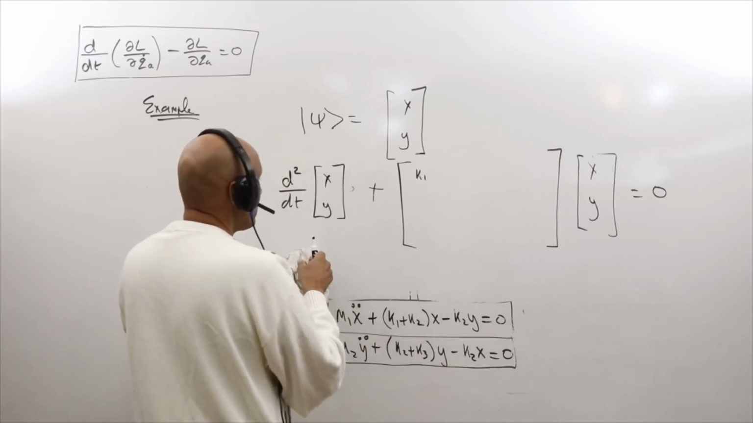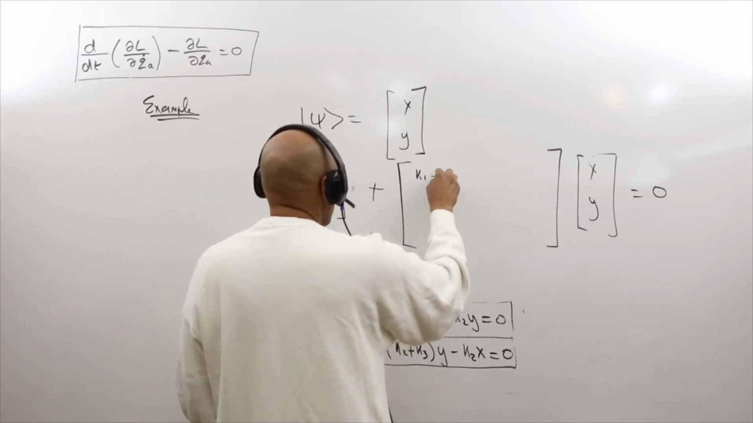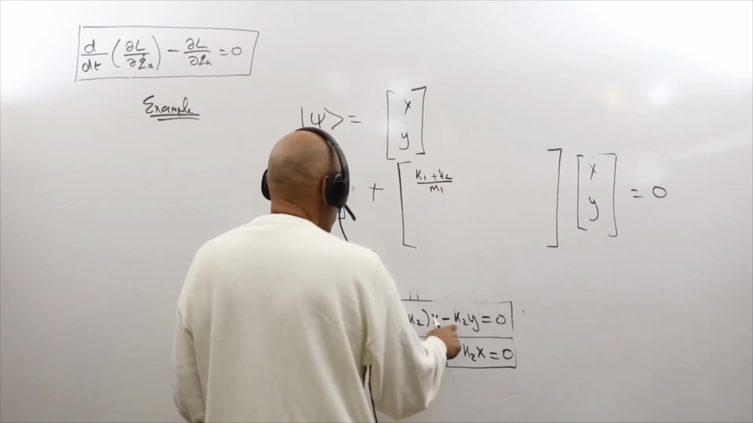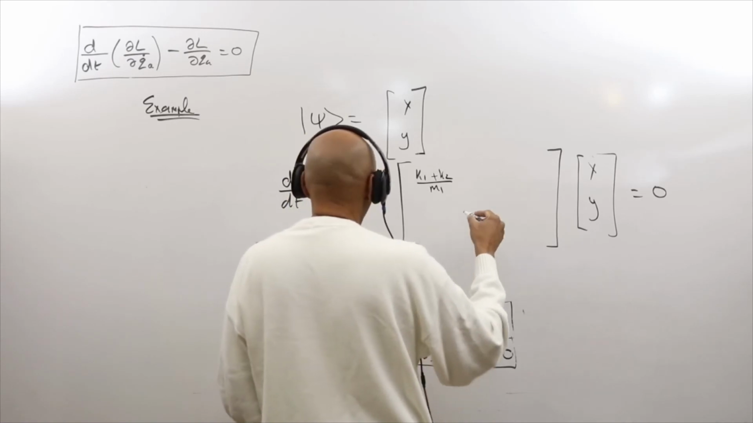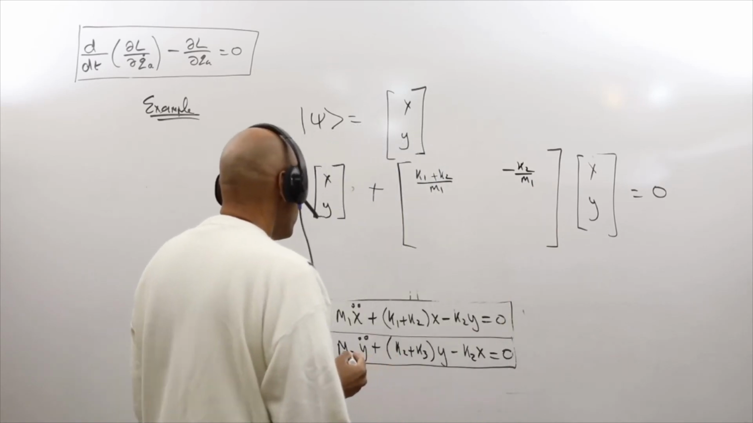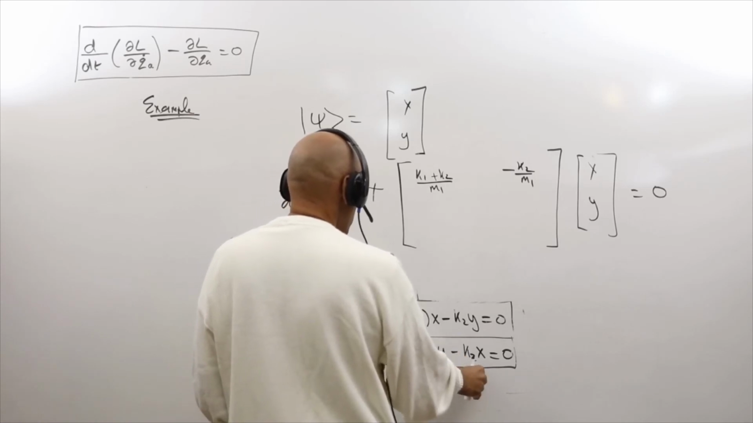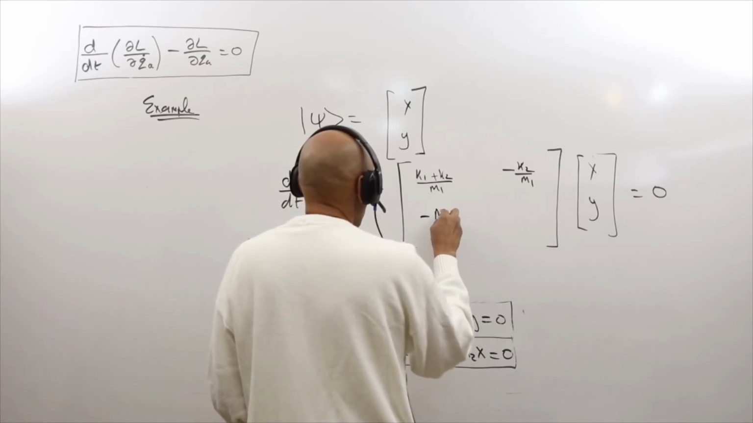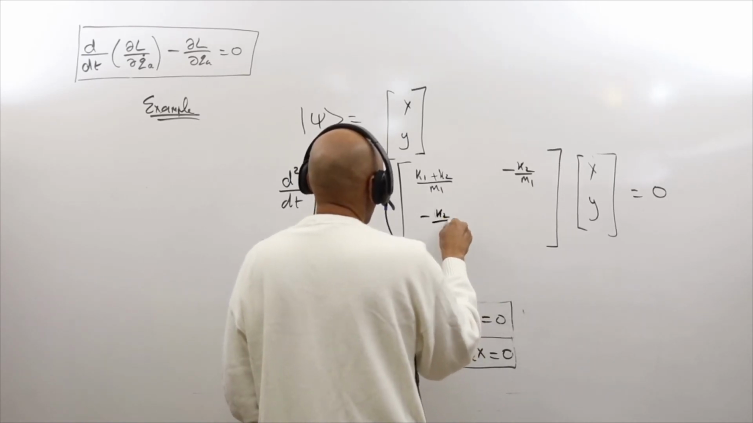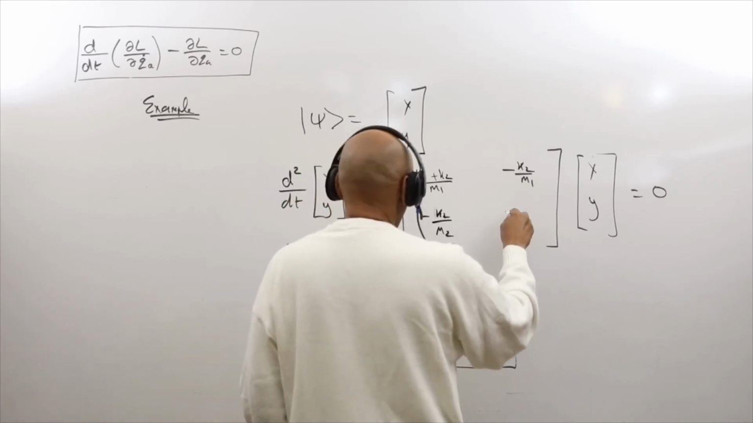So I'm actually doing a couple of things in one step. Take this first second order differential equation, divide by M1. So we'll get (K1 plus K2) over M1 acting on X. And then there's a minus K2 over M1. And then for the next equation, the coefficient is going to be minus K2 over M2, and there is a component of K2 plus K3 over M2.